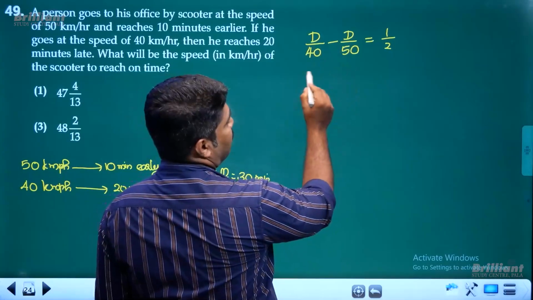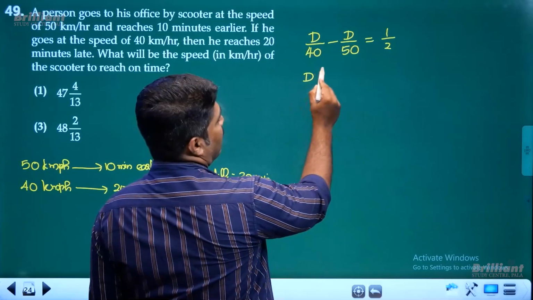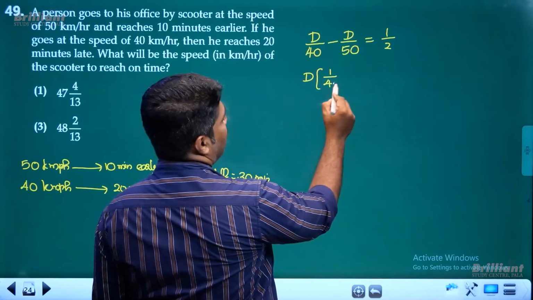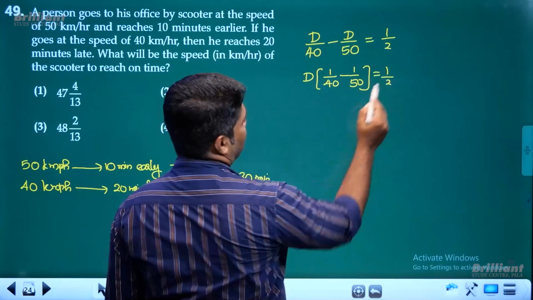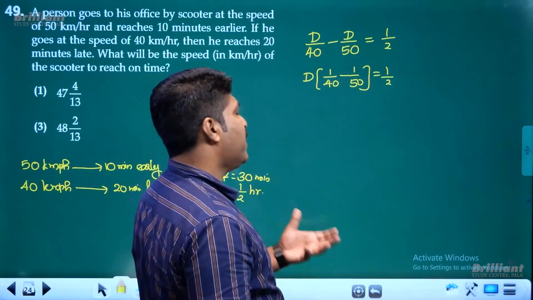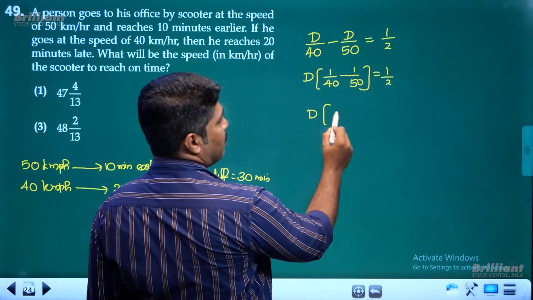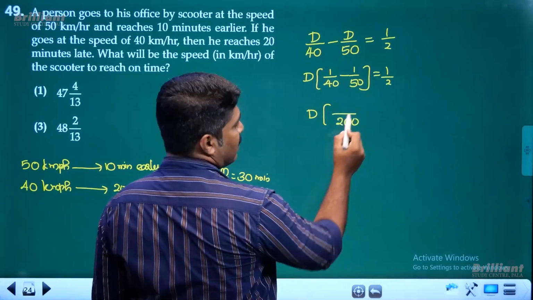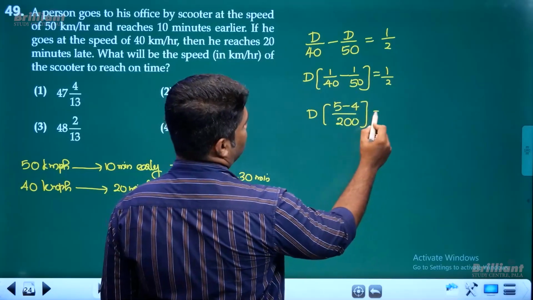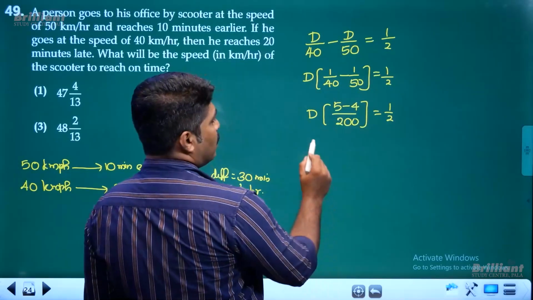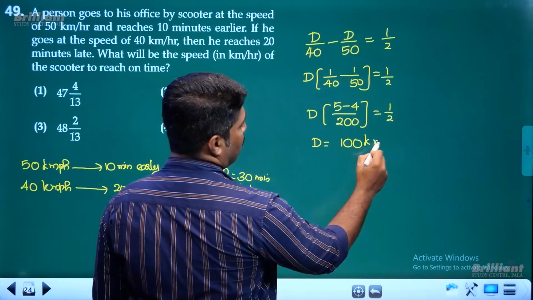So here, after simplifying this one, D into 1 by 40 minus 1 by 50 is equal to 1 by 2. So like that we can proceed. Here D is equal to, after simplifying this one, the LCM is 200, so this is 5 minus 4, that is 1 by 200, that is 1 by 2. Therefore, what is the distance here? Distance here is equal to 100 kilometer.